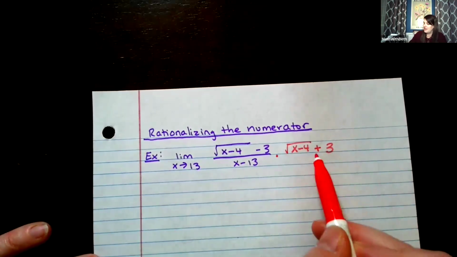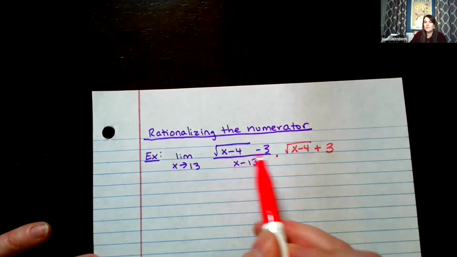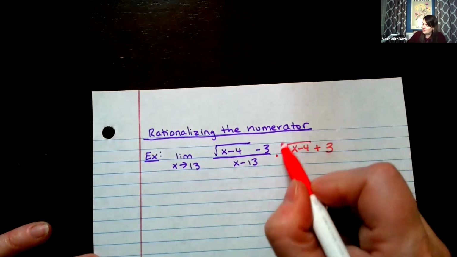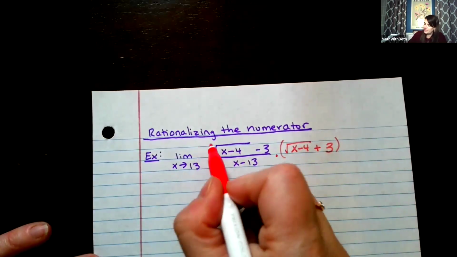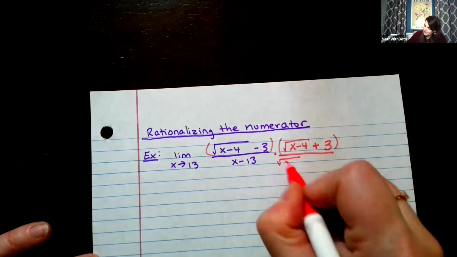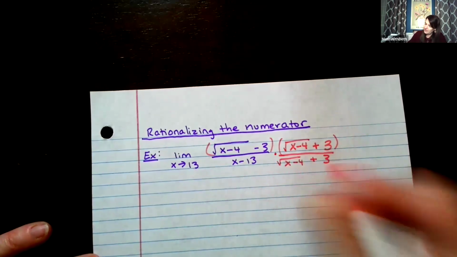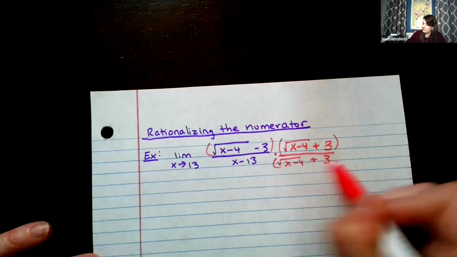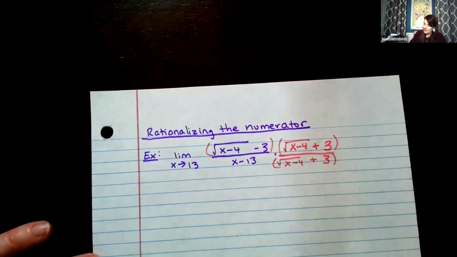So in this case, I changed the square root of x minus 4 minus 3 to the square root of x minus 4 plus 3. So I'm going to be multiplying that all on top. And of course, if I randomly multiply on the top, I have to multiply the same thing on the bottom. So what does that all give me?